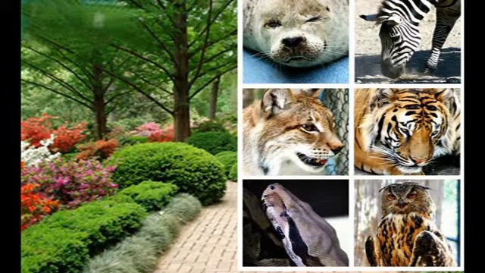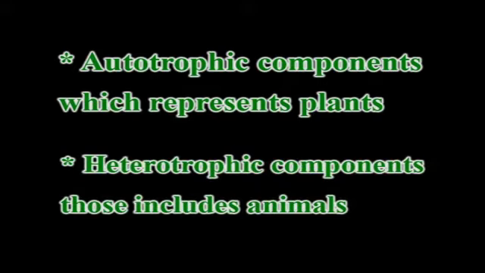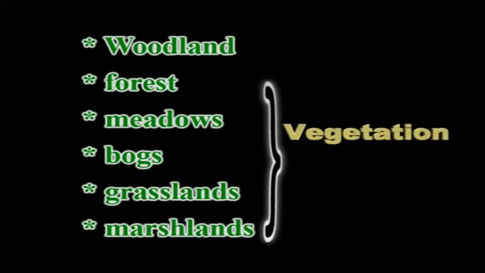On a functional basis, the biotic or organic components of biosphere ecosystems are divided into two broad divisions: autotrophic components, which represent plants, and heterotrophic components, which include animals. Social groupings of plant species are called plant communities, and plants are the basic unit of the community. Plants are found on any land in different forms, for example woodland, forest, meadows, grasslands, marshlands, etc. These different forms of plants are collectively known as vegetation.